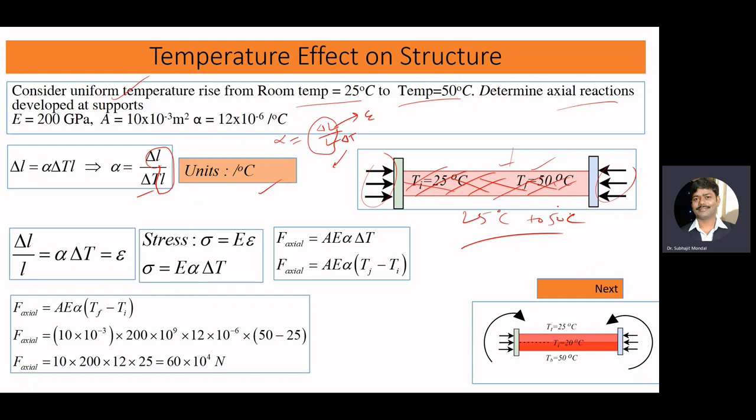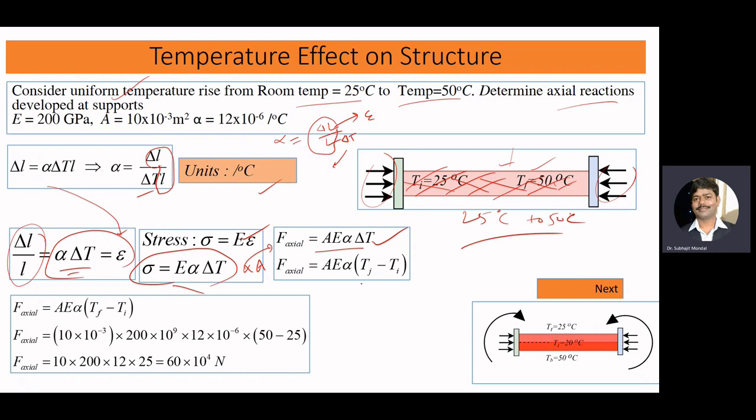Now you just see, we know the strain quantity is delta L by L. Here, delta L by L is alpha times delta T. So this part is your strain, and we know the stress is E times epsilon. From there we can identify the stress. The stress is equal to E times alpha times delta T. Once you know how much stress is acting, then we can identify how much axial force is developing. The axial force will be stress multiplied by the area. So the equation for the axial force will be A E alpha times delta T.